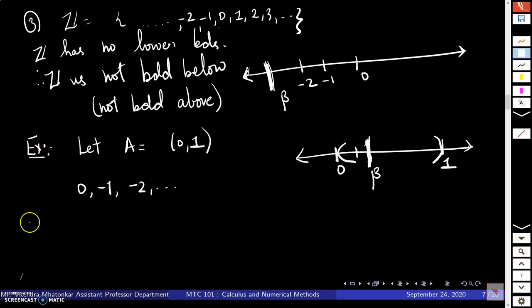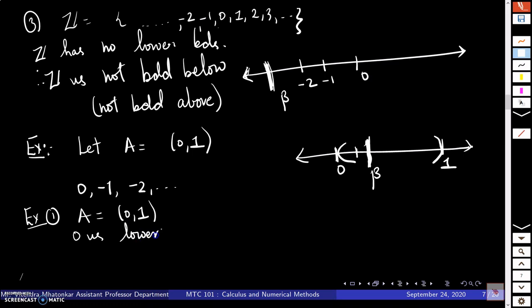So let us look at some examples of sets which are bounded below. If you look at the open interval (0, 1), then we know that clearly 0 is a lower bound of A.